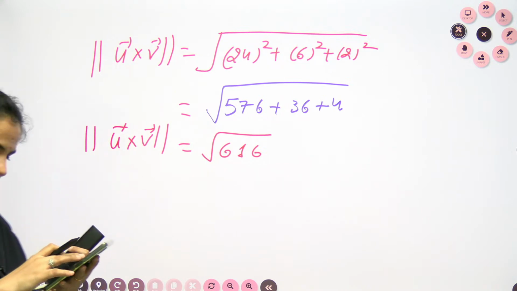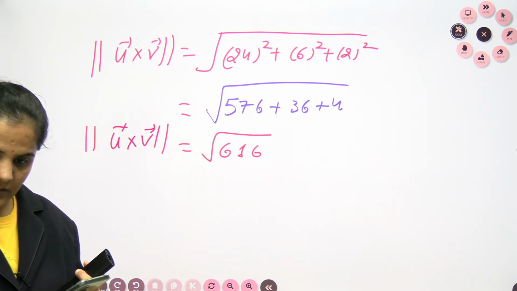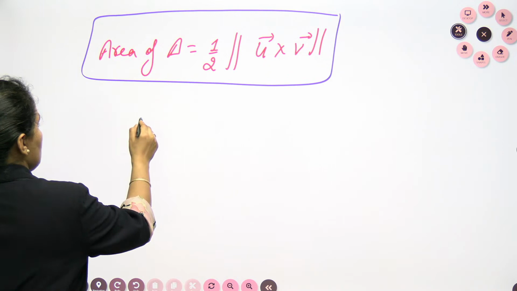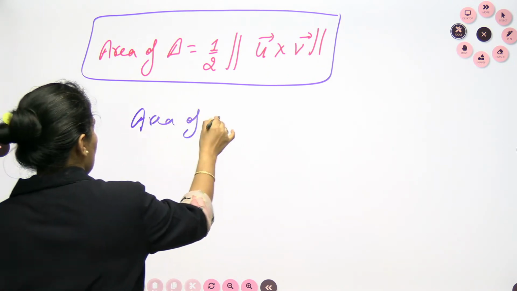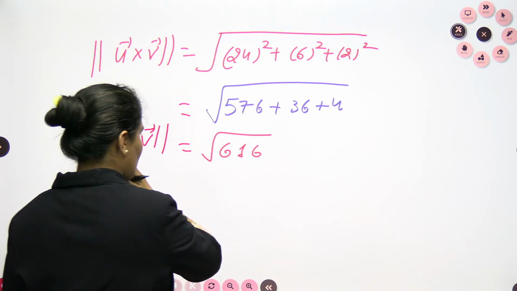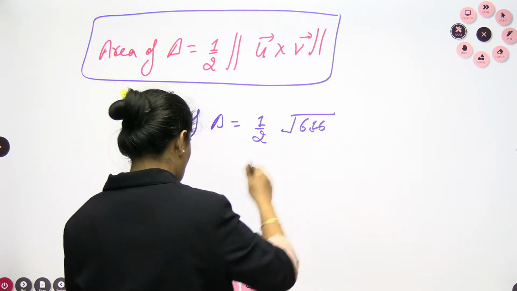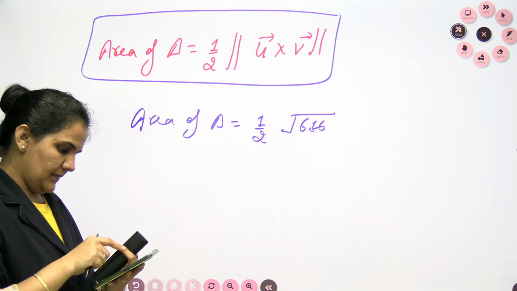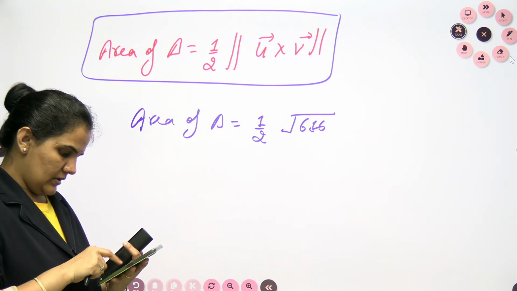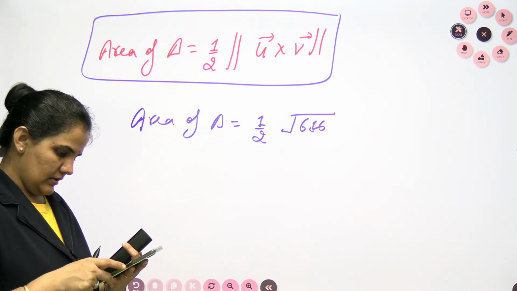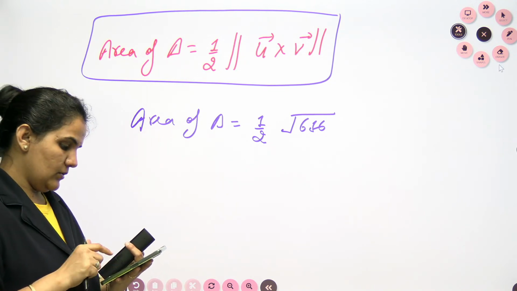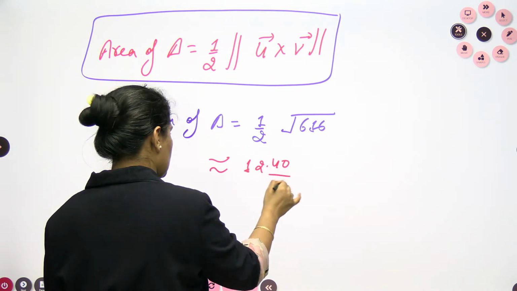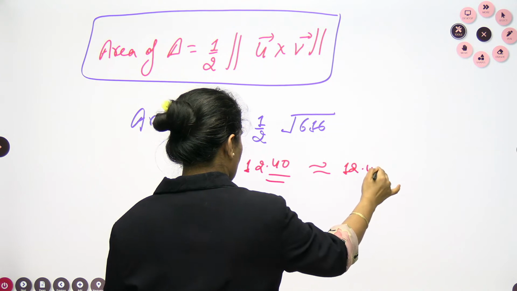If I find out the square root value, then okay, let it be as it is, because we need to find out the area only, of the triangle. So the area of the given triangle is 1/2, and we are having the value as root of 616. When I solve the result, it will be square root of 616 divided by 2. 12.40 we are having. So approximately I am writing 12.409 or 12.41 we can write down.